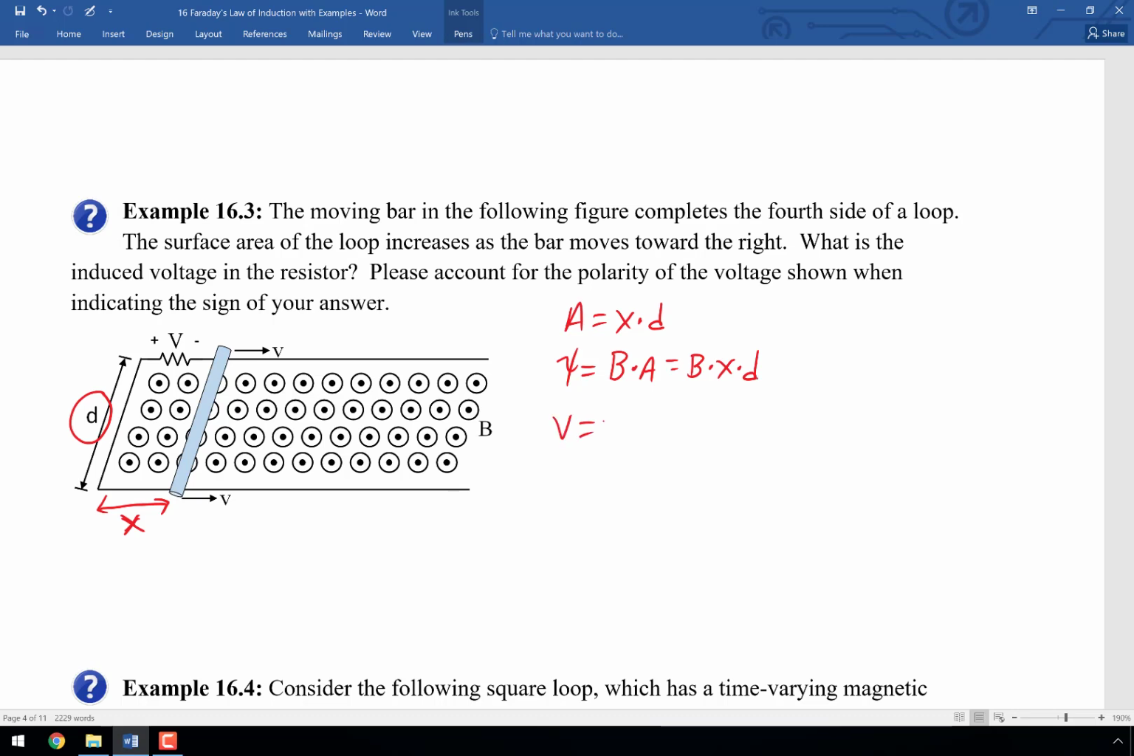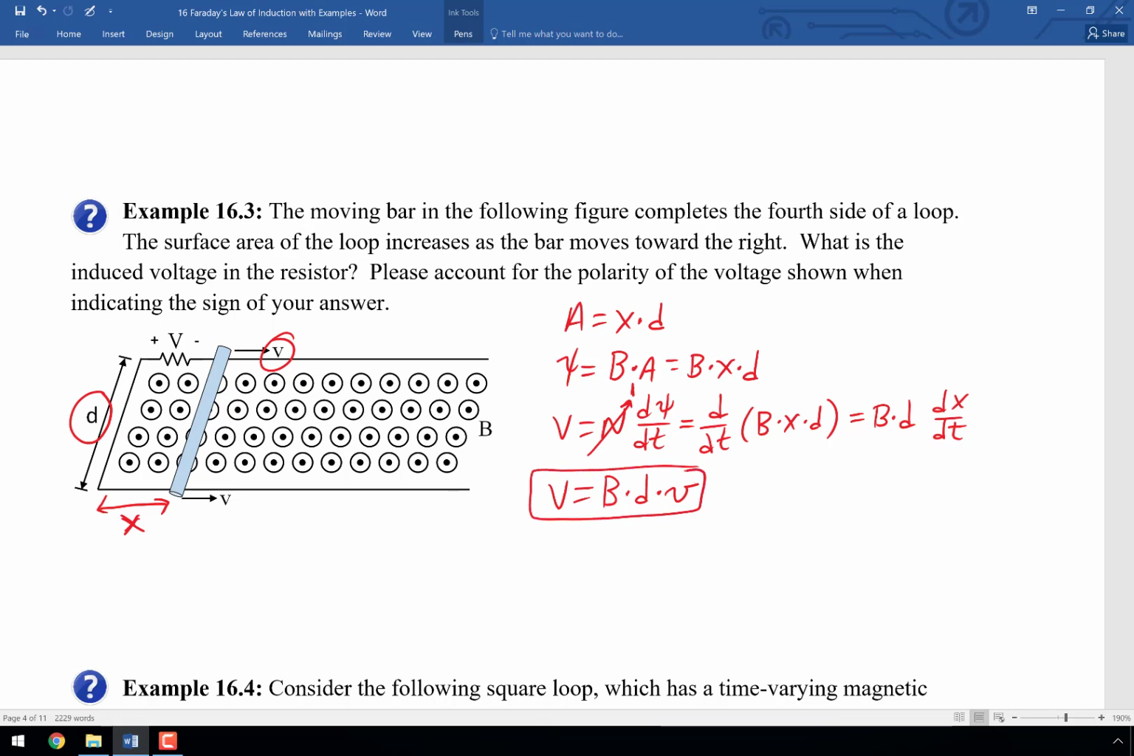We know that voltage is N dψ/dt, but N here is just equal to 1. There is no coil. So this becomes d/dt of B times x times d. But B is constant and d is constant, so therefore this is B times d times dx/dt. But dx/dt is just the velocity, and we were told that the velocity with which this rod is moving is just lowercase v. So then V, the voltage, is equal to B times d times the velocity. And that is the magnitude of the voltage that appears around this loop here.